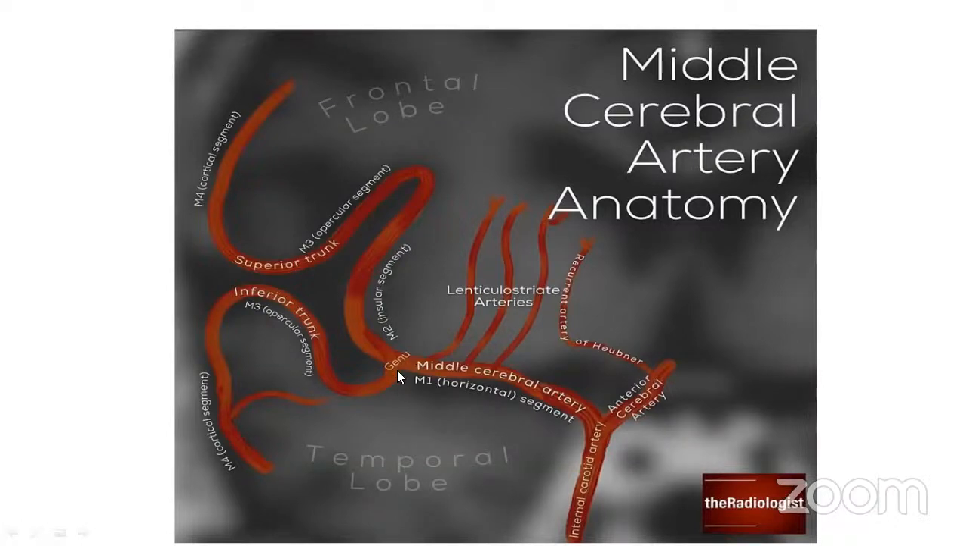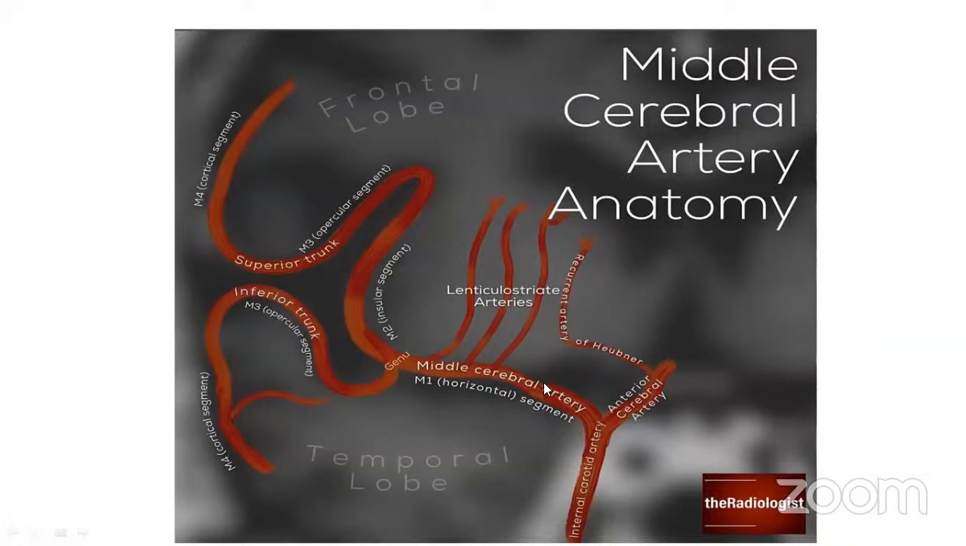Here there is an important feature called the genu of the MCA. The genu is a sharp turn. Here the middle cerebral artery sharply turns around 90 degrees, and this is called the genu of the MCA. The MCA may bifurcate prior to the genu in some cases, or at the genu. There is a certain variation.